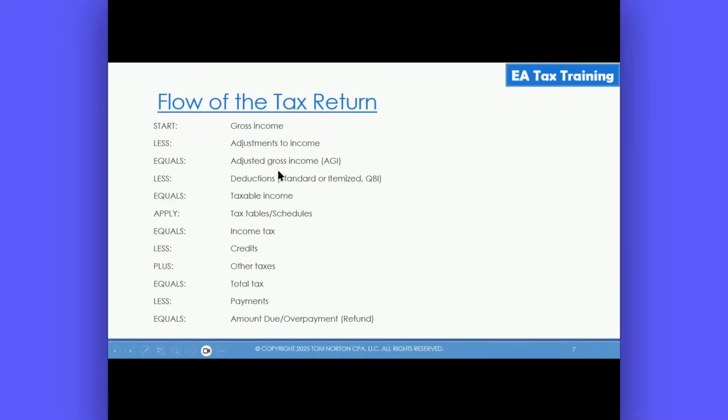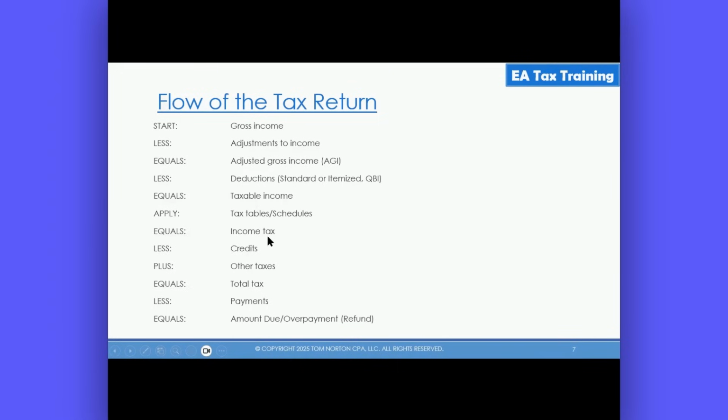Once we have adjusted gross income, then we're going to subtract deductions. You're going to have either standard or itemized deductions. And then some people will have something called a qualified business income deduction as well. Once we subtract those deductions, that leaves us with taxable income, obviously another very important number. Then we'll take the taxable income and we'll figure out our tax. And the way we do that is we use tax tables or we apply tax rate schedules. That then gives us the amount of the income tax.